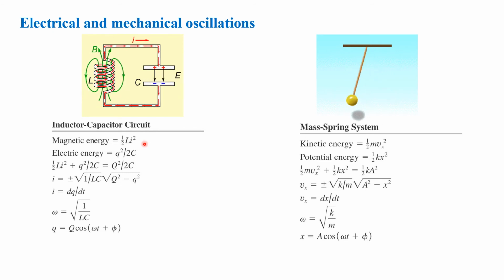These are some comparisons. Your magnetic energy, 1/2 Li squared, is similar to your kinetic energy, 1/2 mv squared. Your electrical energy, Q squared over 2C, is comparable to the potential energy, 1/2 kx squared. This is the energy conservation. This is the angular frequency. And this is your Q and x.